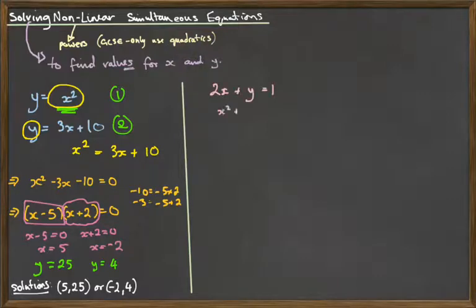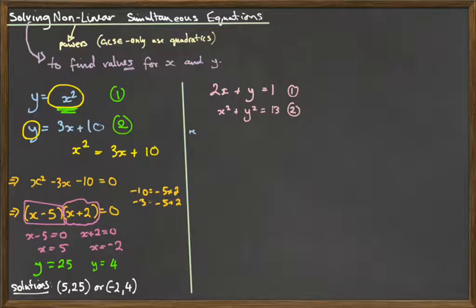We've got this, we've got 2x plus y is 1, and x squared plus y squared is equal to 13. You might want to pause the video and just try and get an equation only involving x.